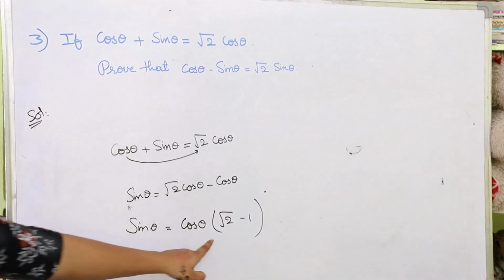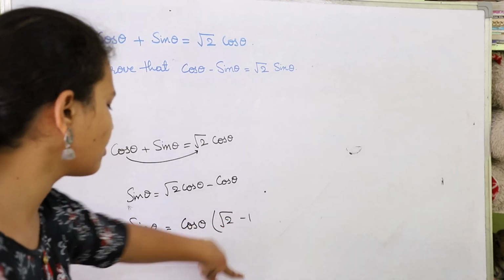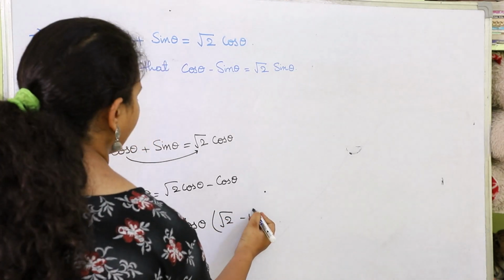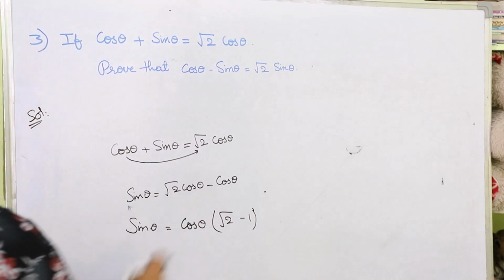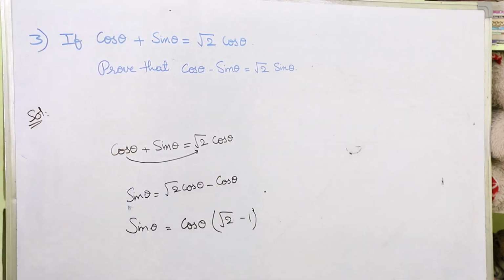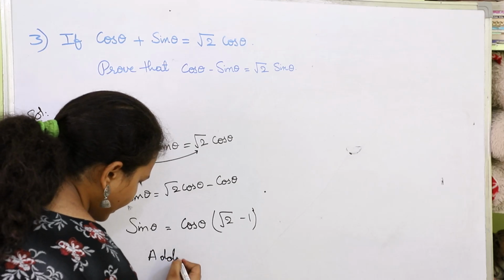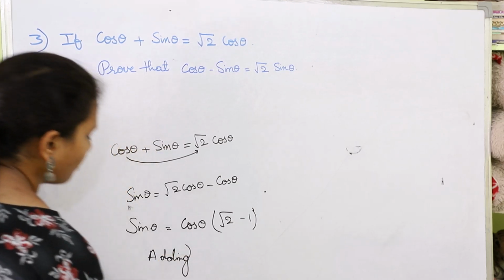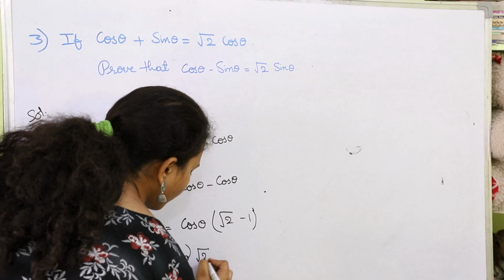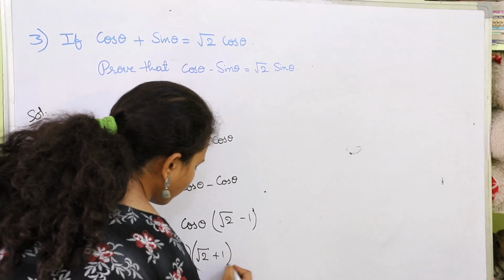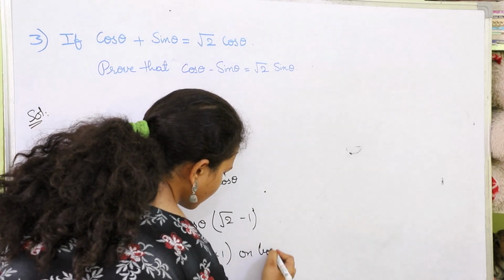Clear? Here I have written root 2 minus 1 because cos theta into root 2 becomes root 2 cos theta, and cos theta minus 1 becomes minus cos theta. Now here comes the next step: adding on both sides. What to add on both sides? Adding root 2 plus 1 on both sides.